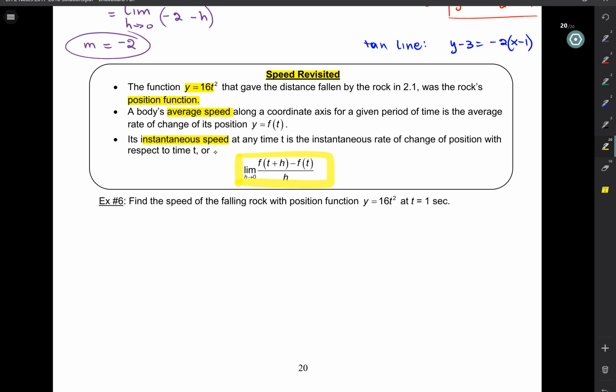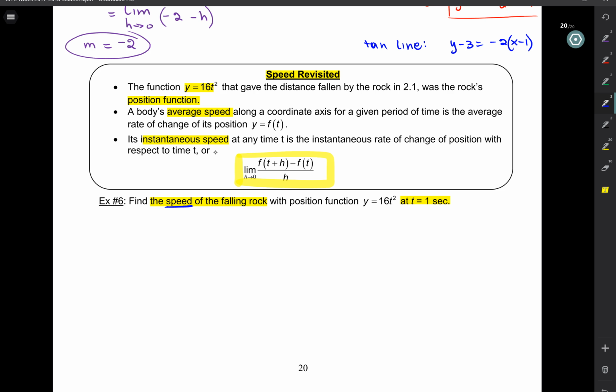Right. All right. So here it says to find the speed of the falling rock with position function y equals 16t squared at t equals 1 second. So we need to find the speed. Let's think about what we're looking for, because the word instantaneous or average isn't in here. So which is it? We're looking for speed. So here's how I want you to think. You're reading a problem. What am I looking for? Speed. Now, your brain branches off in two directions. It can either be average or instantaneous.